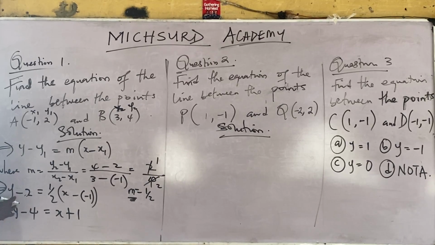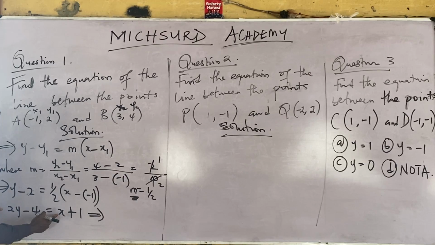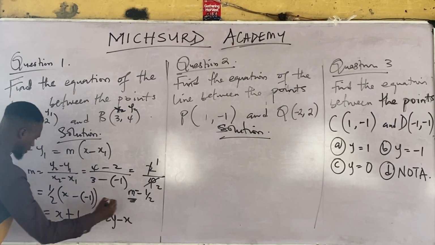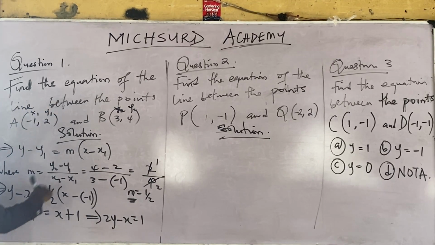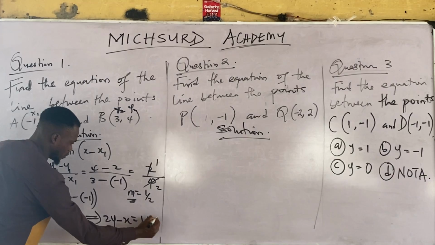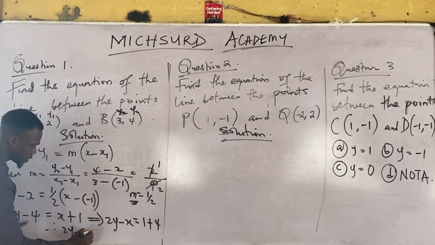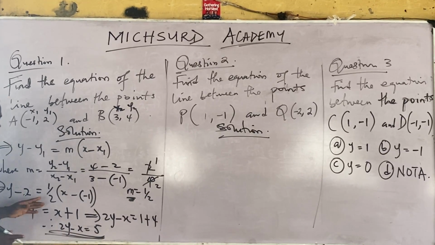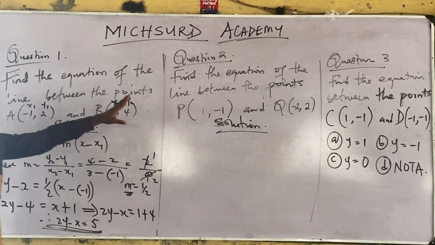If I rearrange this equation, my x comes over to this place, so we have 2y minus x equal to, there's 1 here, so let me move the 4 over to this place, it becomes plus 4. So therefore, 2y minus x equal to 5 is the equation of the straight line when we have these 2 points. So let's solve the next one.